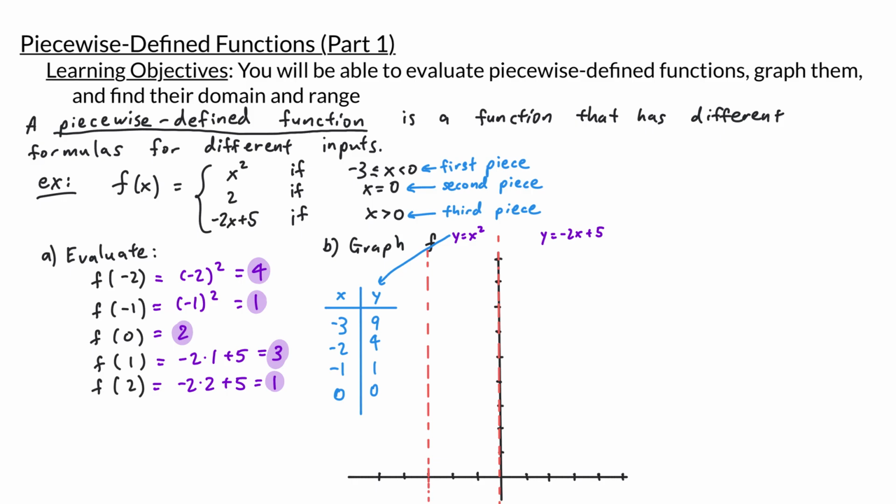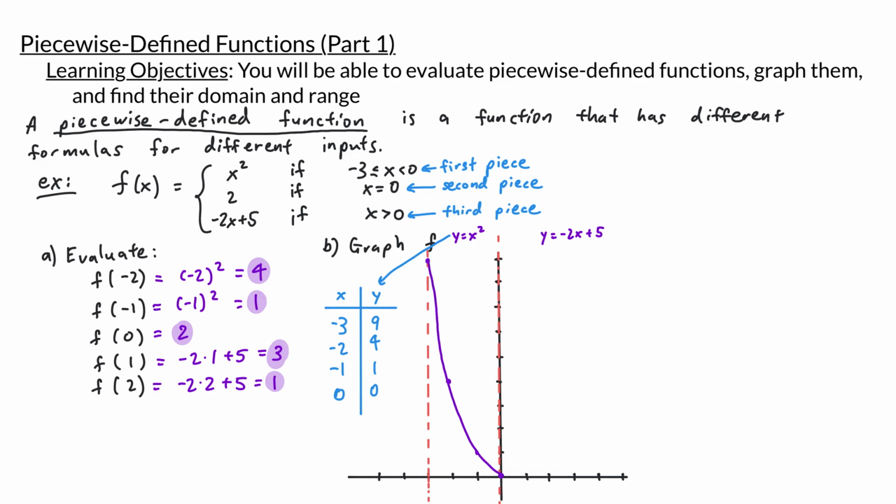So now let's plot our points. We have -3, 9, which is up here. -2, 4 is over here. -1, 1 is over here. And then 0, 0. Connecting our points together, we see that our graph looks roughly like this.